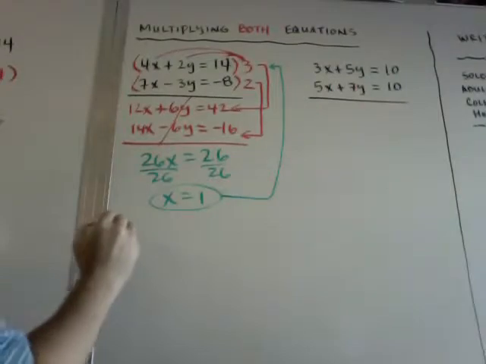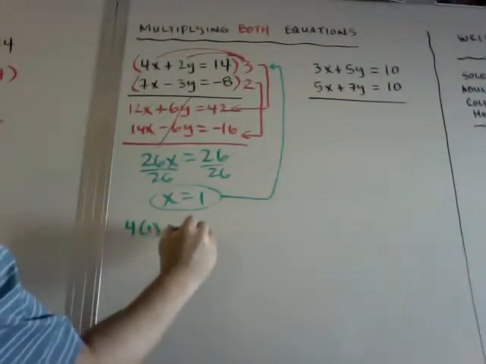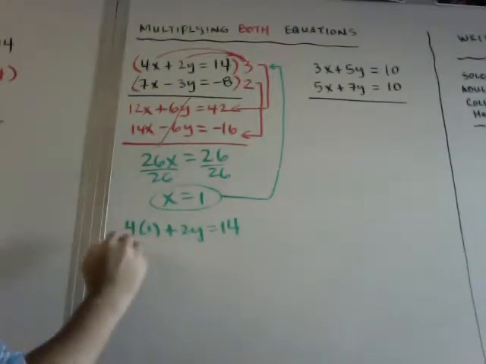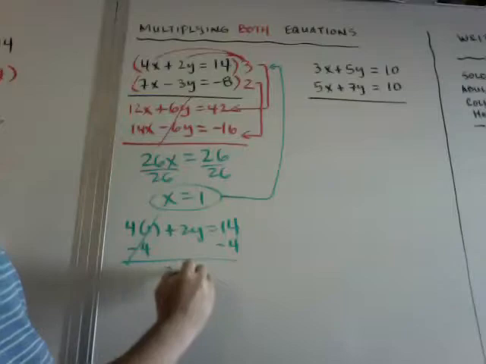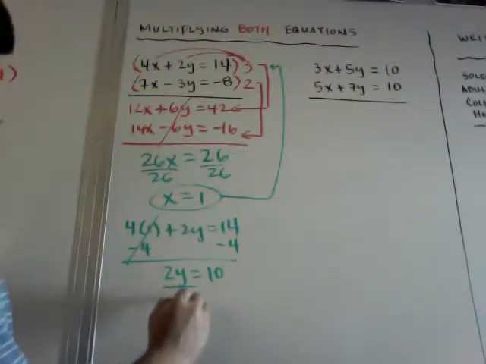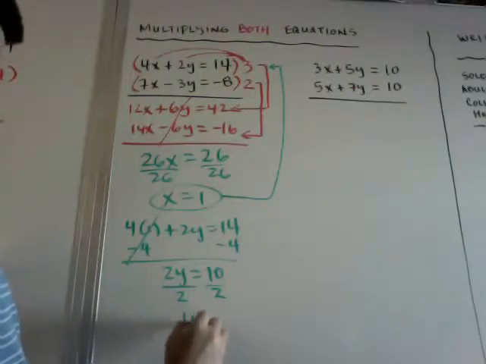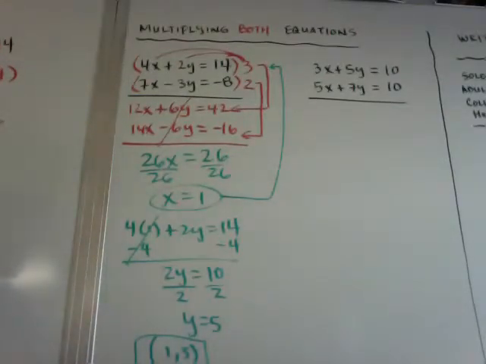So I'm just going to go into the first equation. Let's just go into the first one. So 4 times 1, which is just 4, plus 2y is equal to 14. When I minus my 4 from both sides, I get 2y is equal to 10. Divide by 2, and y is going to equal 5. So my answer is going to be 1 comma 5. Okay, so that's how you do that one.